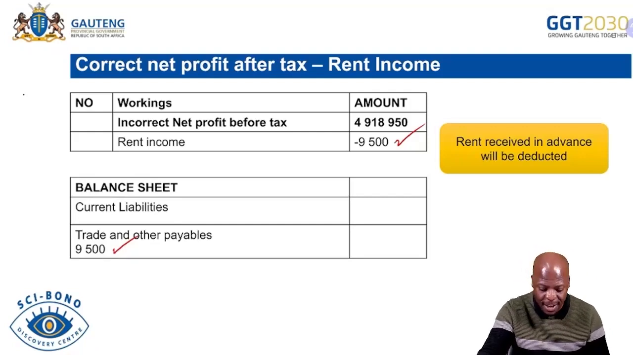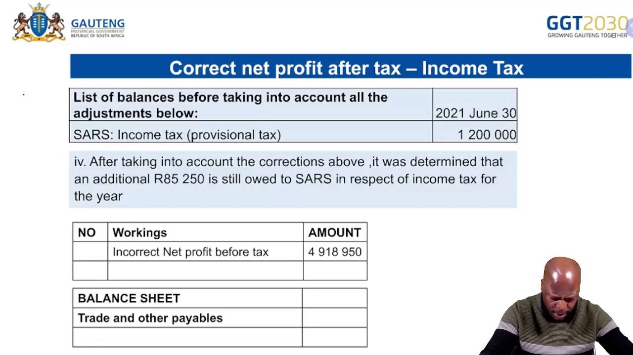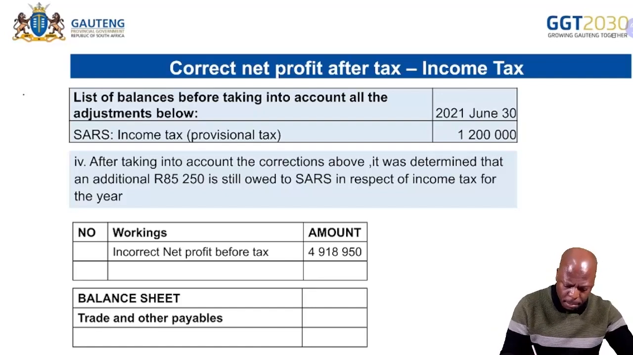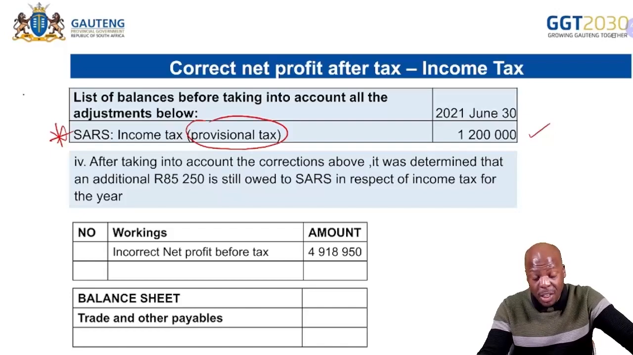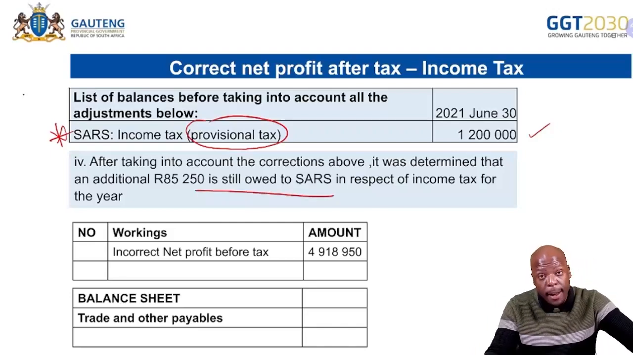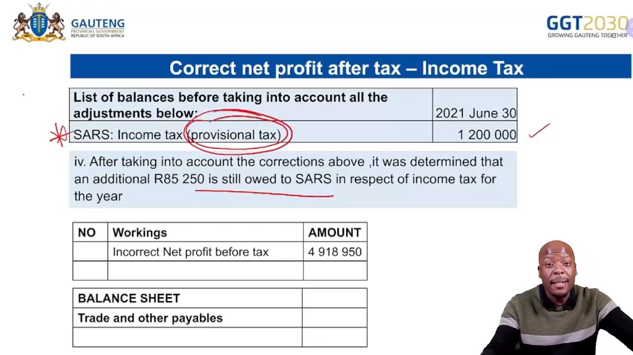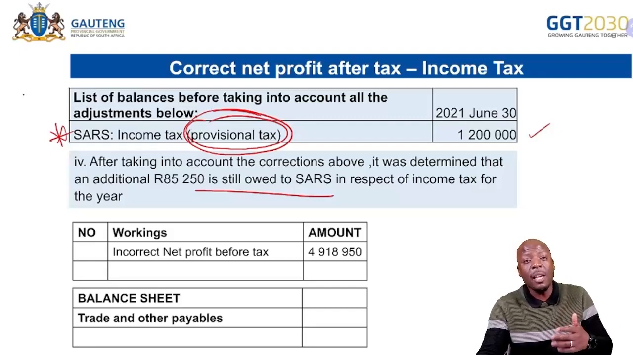Okay. Let's see the next adjustment, which I believe should be the last adjustment in this regard. It says, so first they gave us the list of balances before taking into account the adjustment. So we have SARS, income tax, provisional payments of 1.2 million. Then they say, after taking into account the corrections above, it was determined that an additional 85,250 is still owed. Still owed. Okay? An additional 85,250 is still owed. In other words, apart from the provisional tax payments we have made, we are still owing. What does that tell us? Our tax assessment for the year is higher than what we have paid them as provisional tax payments.